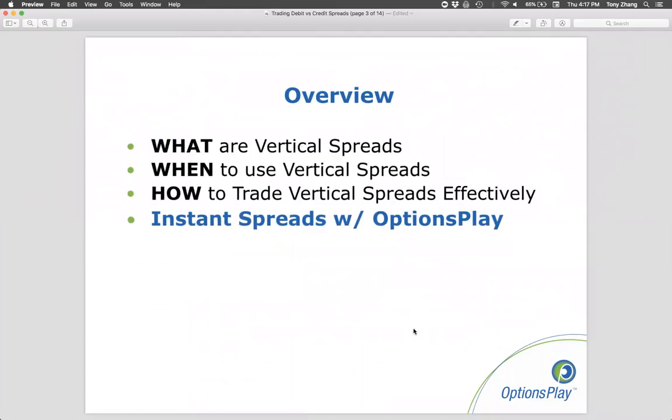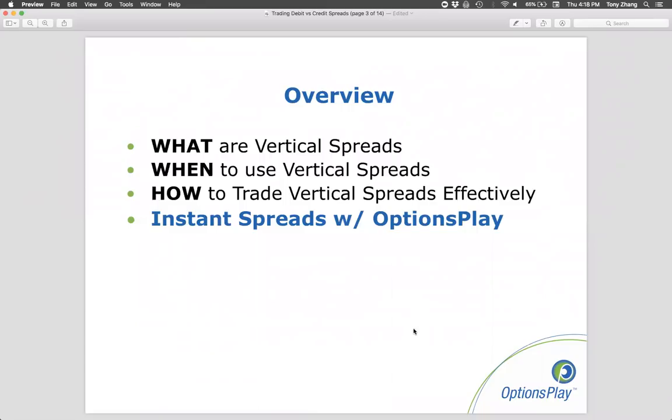So today what I'll go over is, number one, what are vertical spreads, for those of you that are brand new to this strategy. I'll talk a little bit about when you should use vertical spreads. Very, very important, because it is very different criteria as to when you should use debit versus credit spreads. A lot of people like to try to compare a debit spread to a credit spread, but in reality, you probably shouldn't be comparing them at all because they're utilized in completely different use cases.